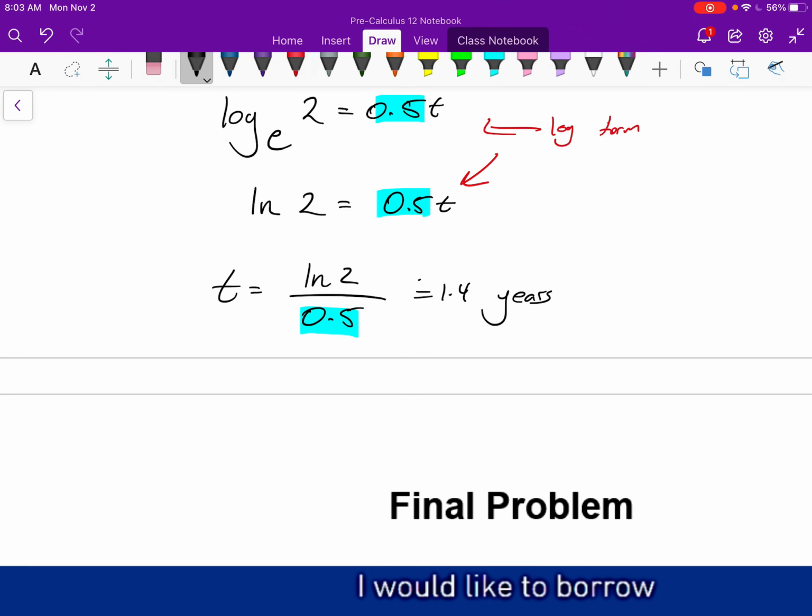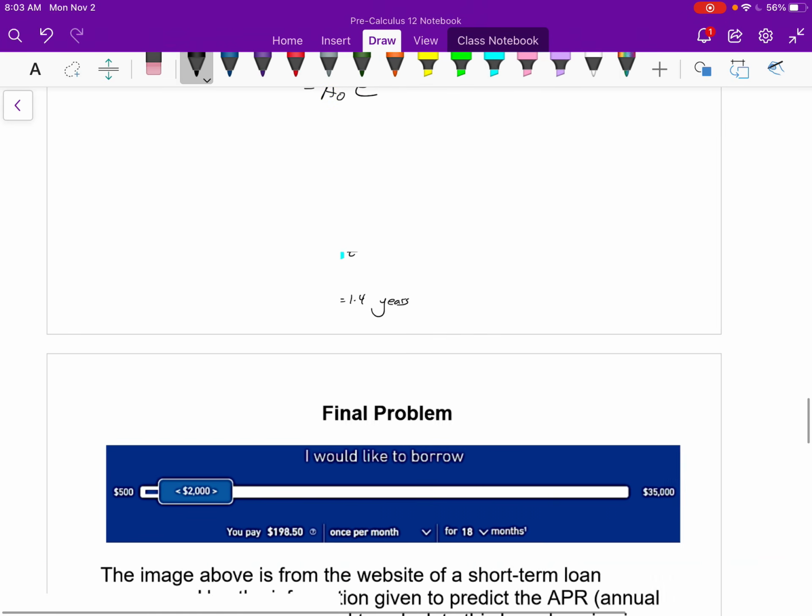And again, I'm not making up this information here. Using a private money lender, whatever you borrow, if you don't pay anything back, the interest rate is so high that in less than 1.5 years, the amount will double. All right. With that said, let's get to a final problem.